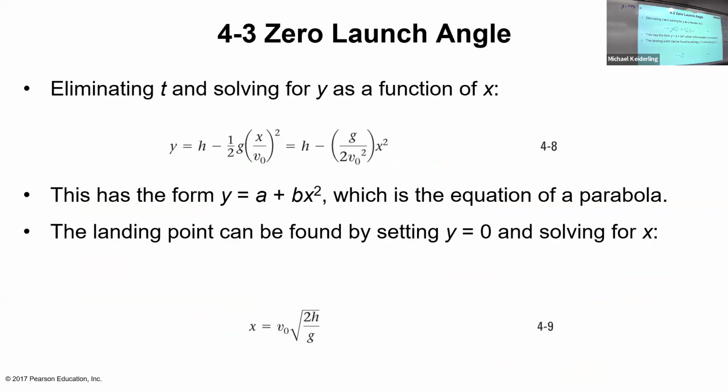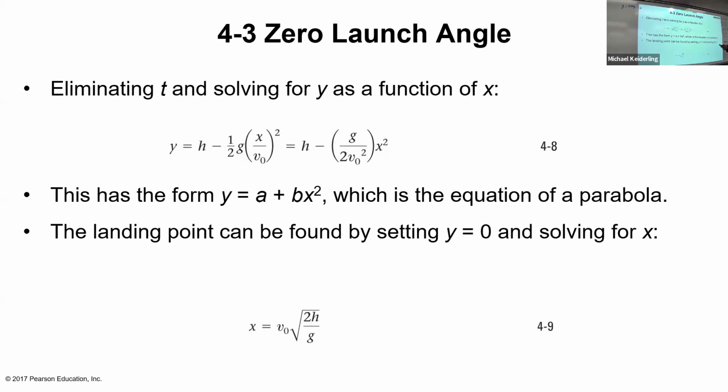But additionally, it's possible to solve this for y as a function of x. So if we eliminate t and solve for y as a function of x, this does assume that x starts at 0, that is, that x equals x naught.